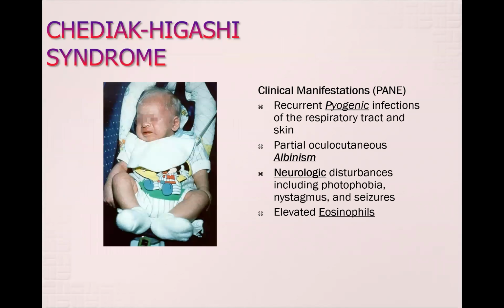The manifestations of it, the way I think about it, is pain. So pyogenic infections, which tells you the immunodeficiency associated with it, partial oculocutaneous albinism, neurologic disturbances like photophobia and seizures, and elevated eosinophilia are the four things that are associated with Chediak-Higashi syndrome.